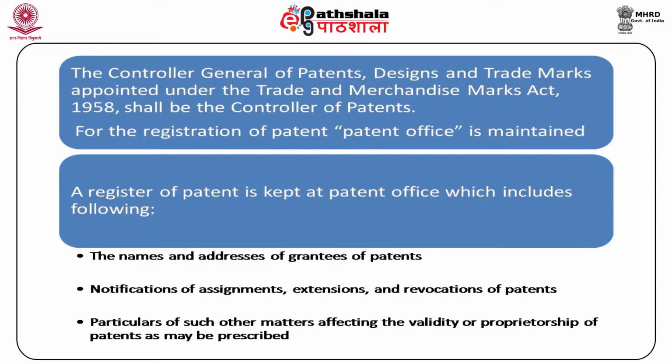A register of patents is kept at all patent offices, which includes: A. The names and addresses of grantees of patents. B. Notifications of assignments, extensions and revocations of patents. And C. Particulars of such other matters affecting the validity or proprietorship of patents as may be prescribed.